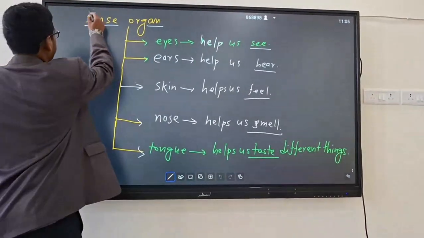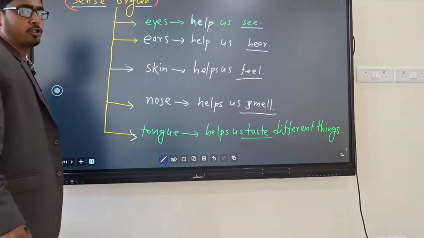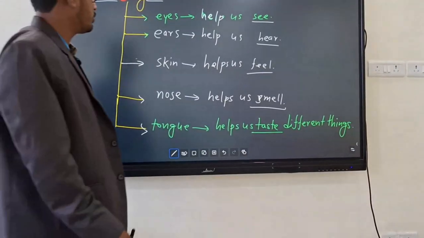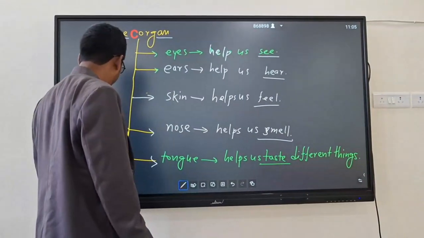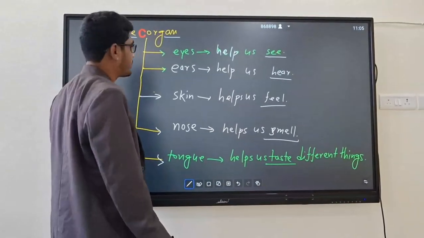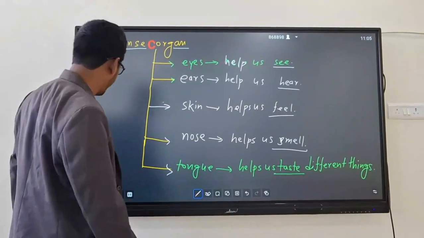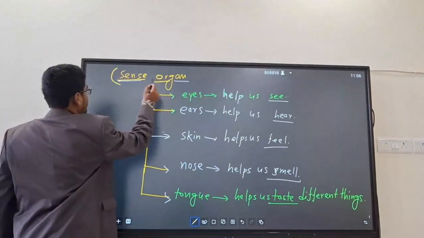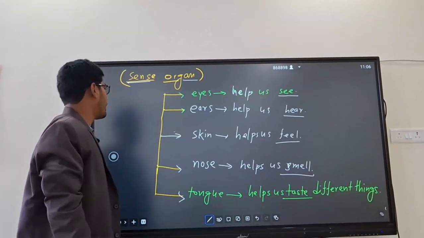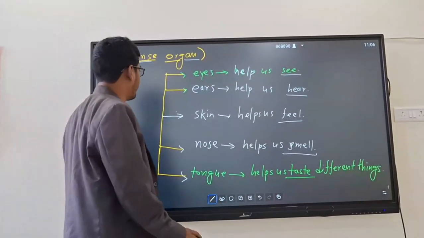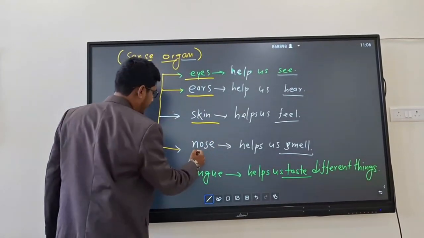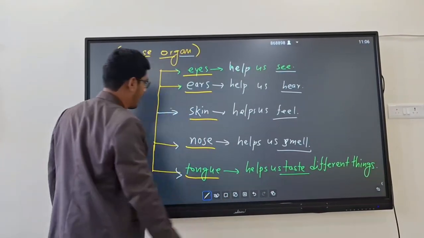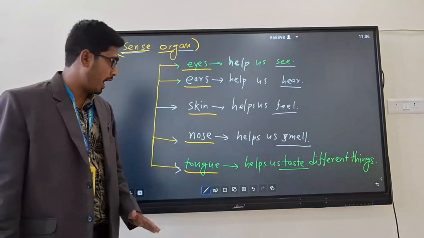Now, sense organs. How many sense organs do we have? Five. We can discuss this part in the next video. Okay, now we'll discuss the sense organs. How many sense organs do we have in the human body? The five sense organs are eyes, ears, skin, nose, and the last one is the tongue.